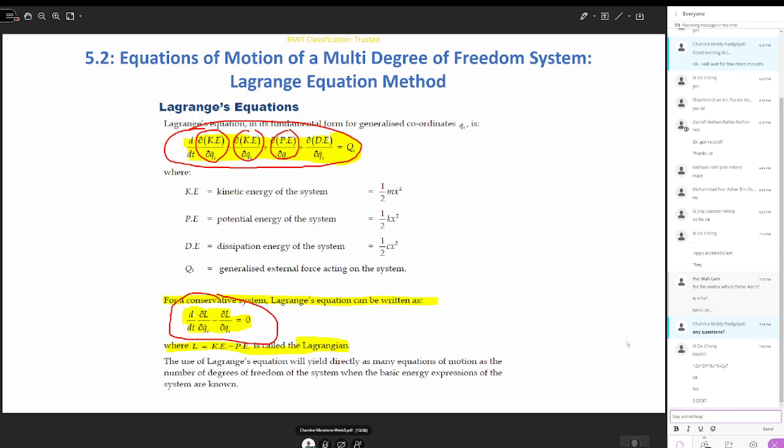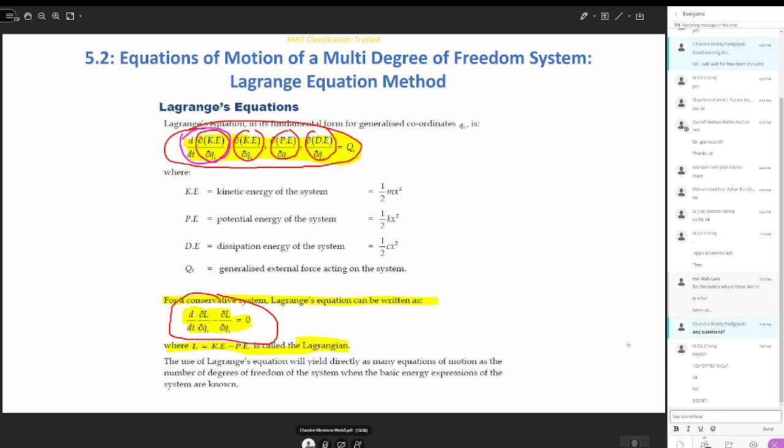Only the first one, okay, you are combining the partial derivative with a total derivative. So this is the standard Lagrange's equation. Okay, so we apply these equations to derive the equation of motion.